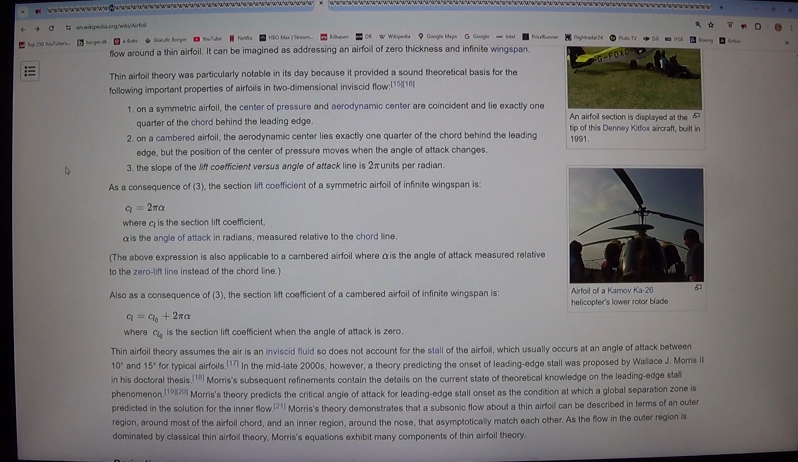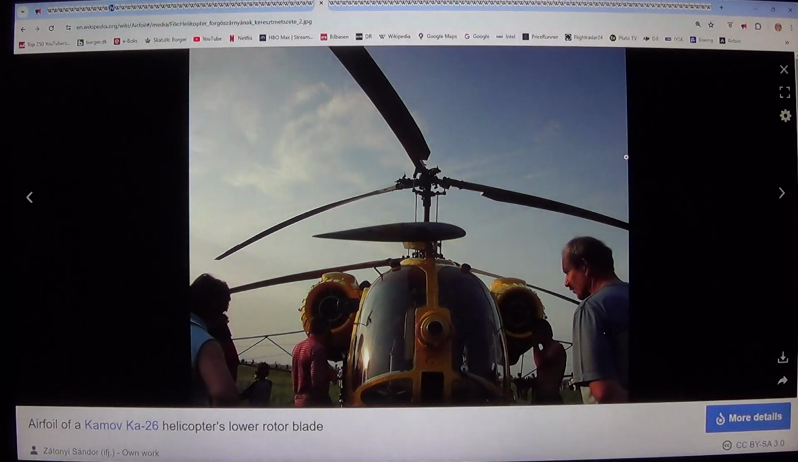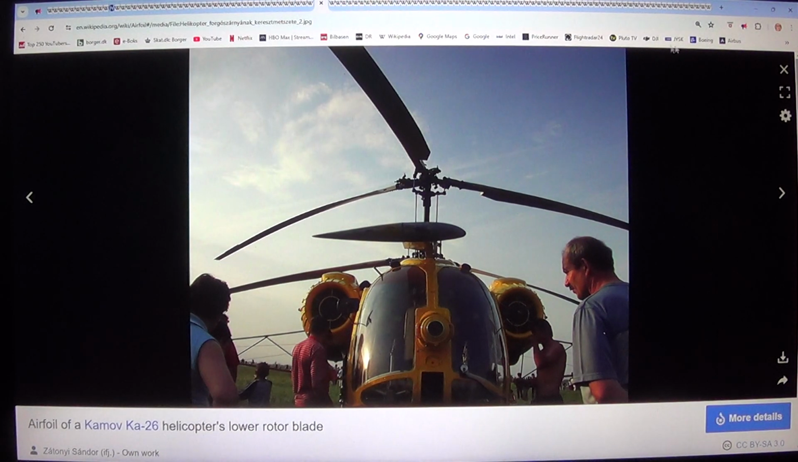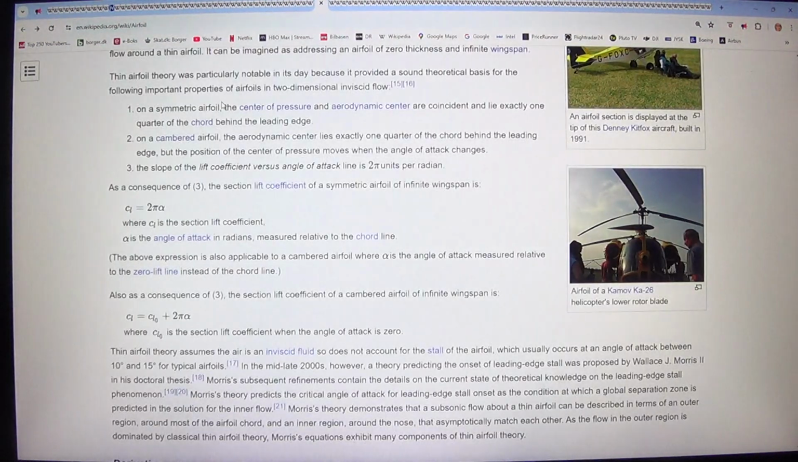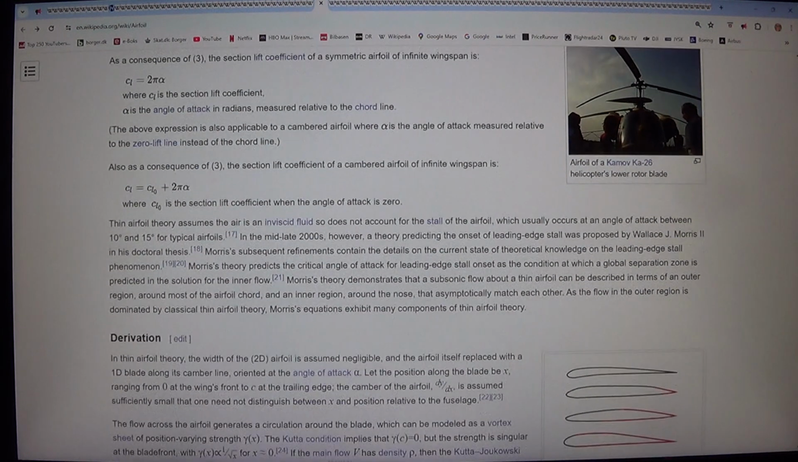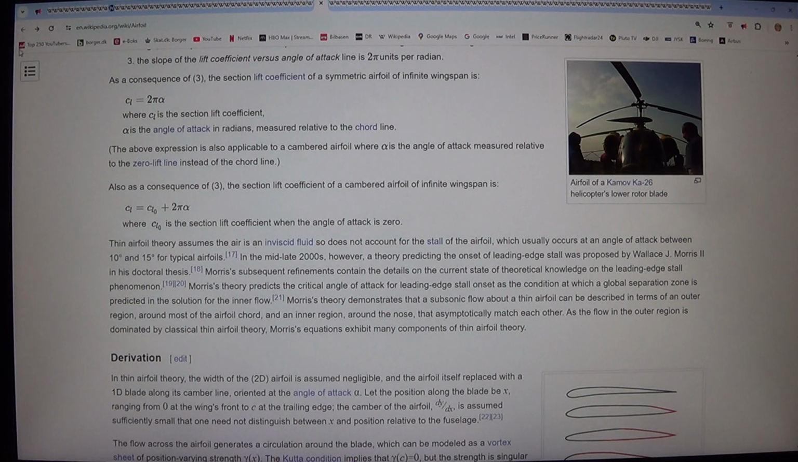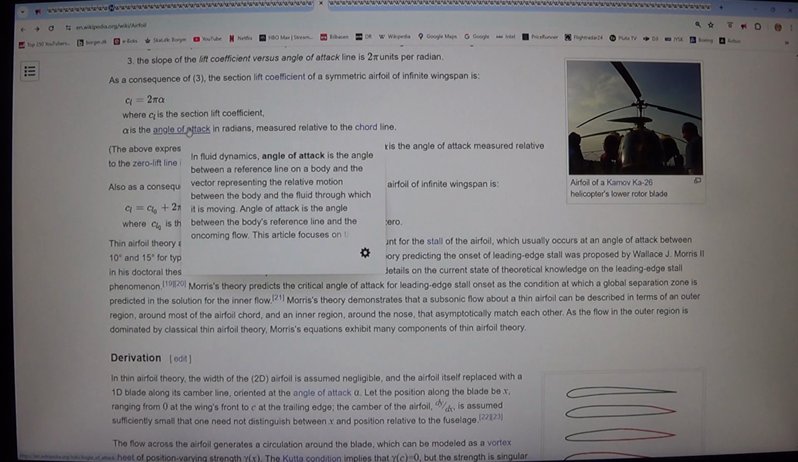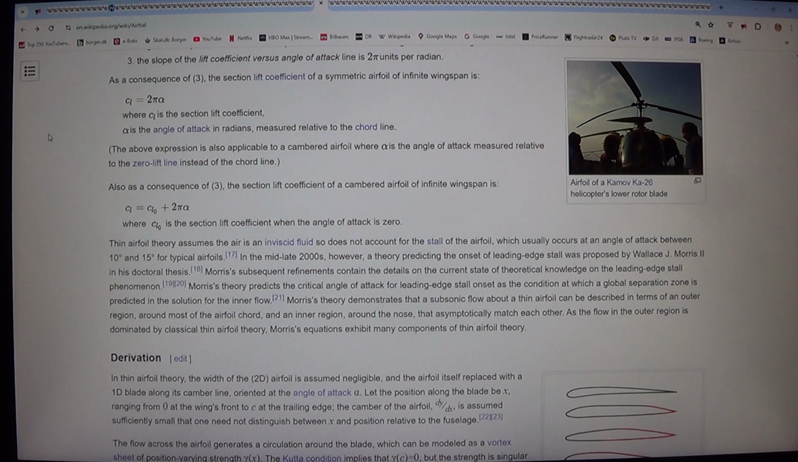As a consequence of 3, the section lift coefficient of a symmetric airfoil of infinite wingspan is C_L = 2 pi alpha, where C_L is the section lift coefficient and alpha is the angle of attack in radians, measured relative to the chord line. The above expression is also applicable to a cambered airfoil where alpha is the angle of attack measured relative to the zero lift line instead of the chord line.